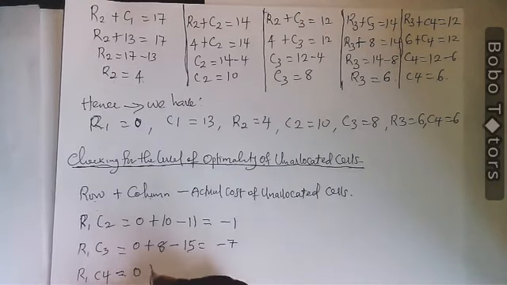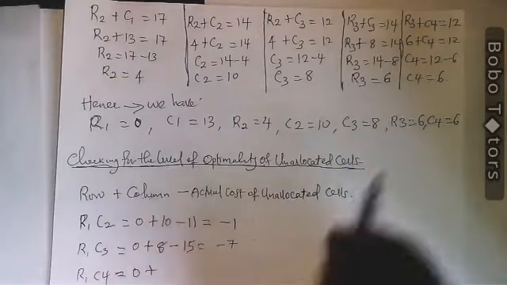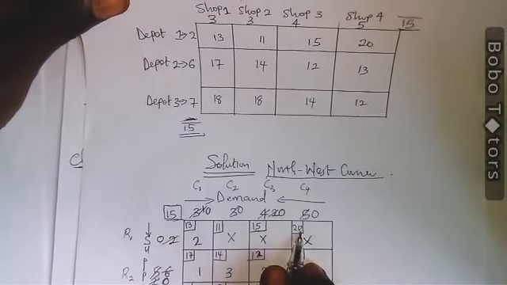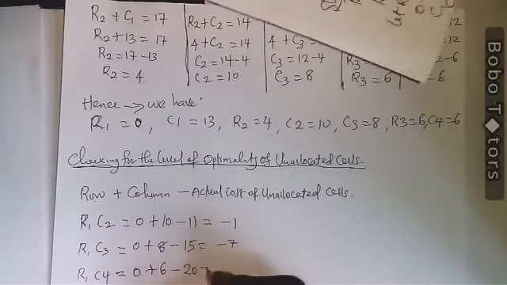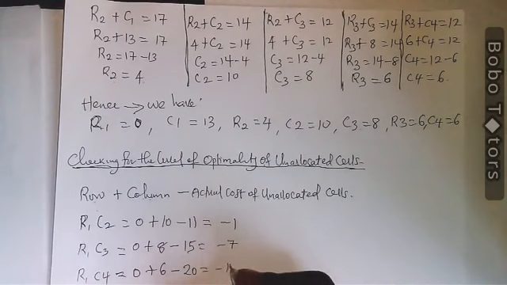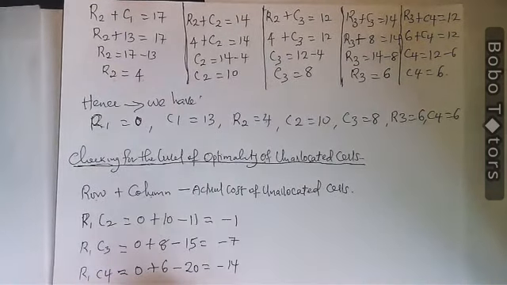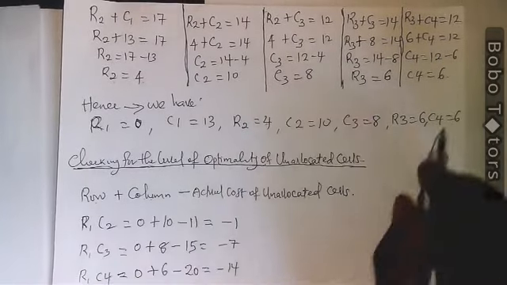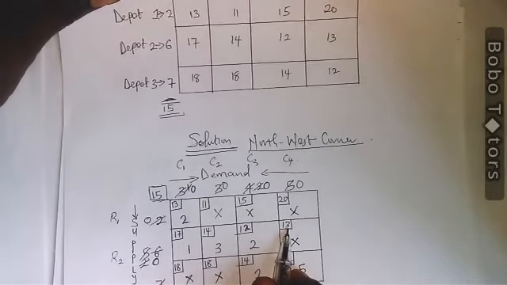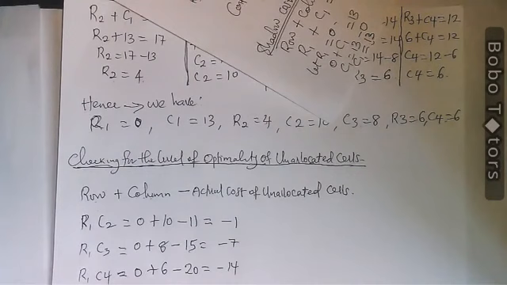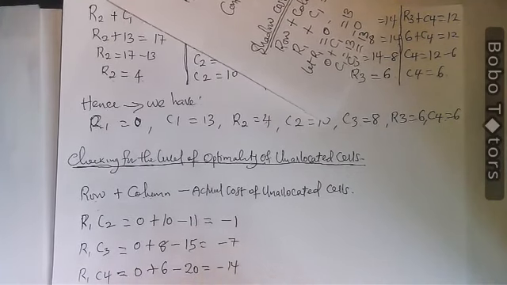Going on again, we have row 1, column 4. Row 1, which is 0, plus column 4, which is 6, minus the cost of row 1, column 4, which is 20. Pick your 20. That will be equal to minus 14. Row 2, column 4: I have my row 2 to be 4, column 4 to be 6, minus the cost of row 2, column 4, which is 13. Are you getting it? 13. Hence, we have minus 3.